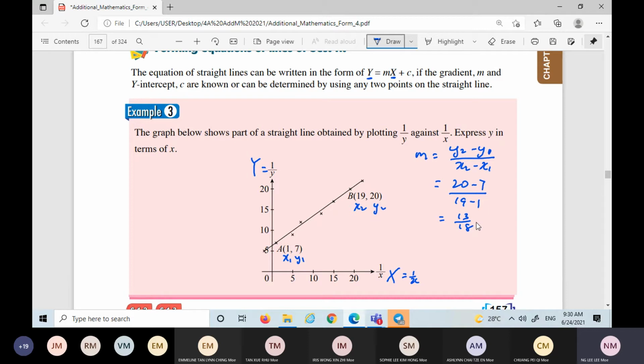And then they don't want it to be decimal. Okay, you can just leave it. Okay, I think the decimal is an infinite decimal, but I'm not sure. Okay, then after that, how to get the C?